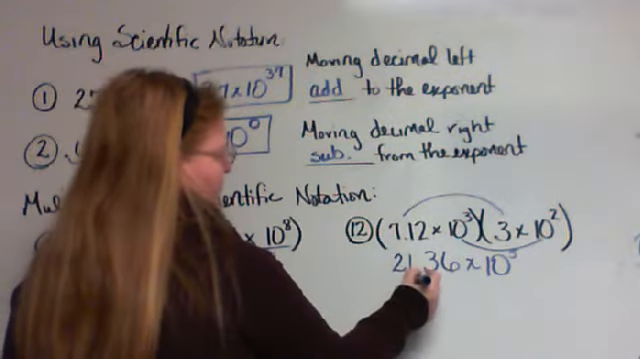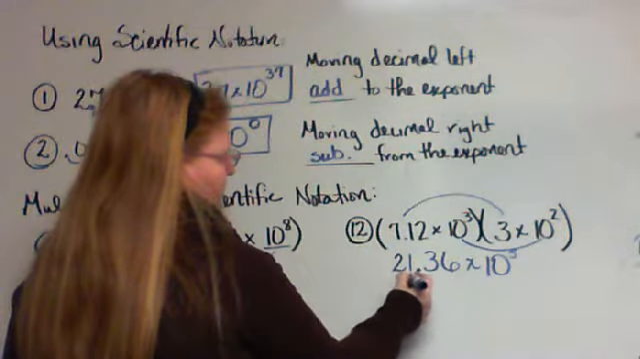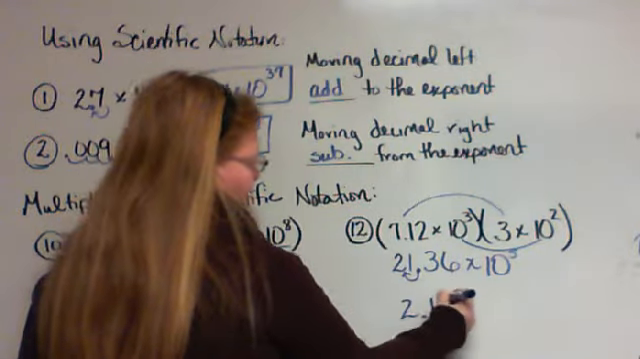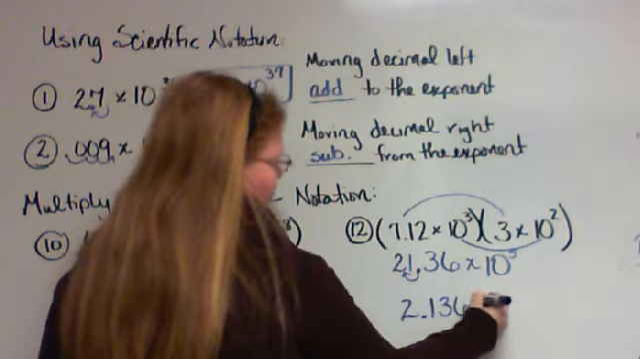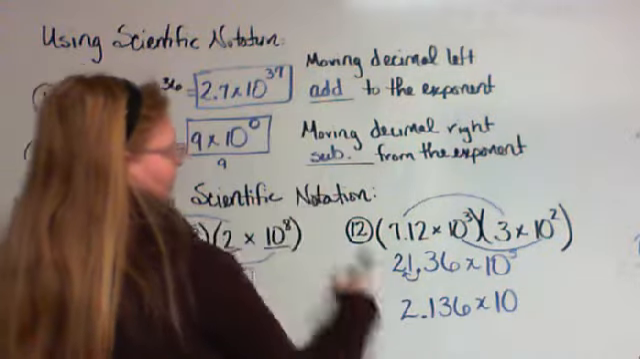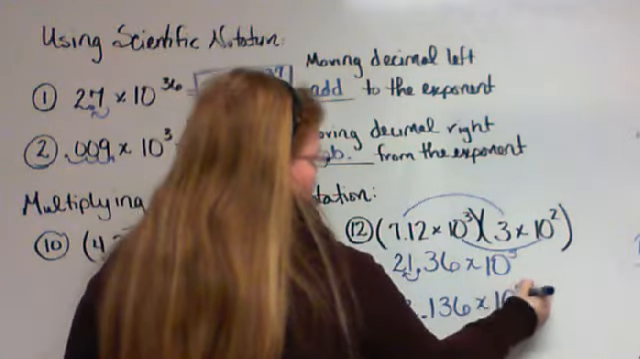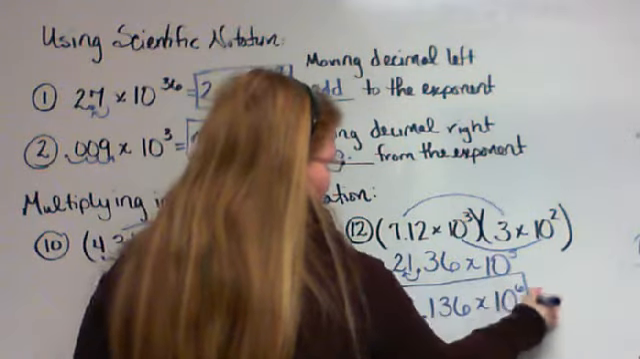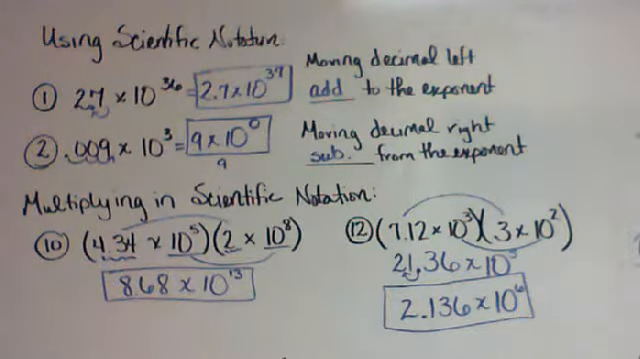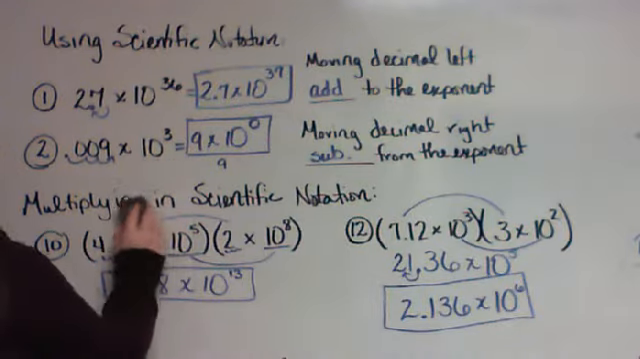So I need to move my decimal point one place to the left. So that becomes 2.136 times 10 to the, when I move it left, I have to add. So 1 plus 5 is 6. Make sure you leave it in proper scientific notation. Now multiplying it seems pretty simple. Everything's grand, lovely, and wonderful. What about if we were dividing it?